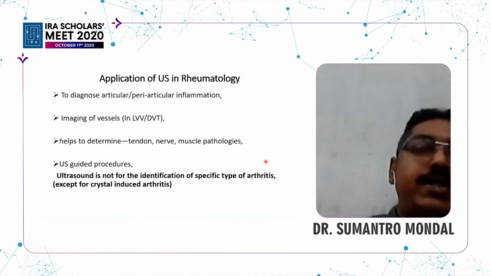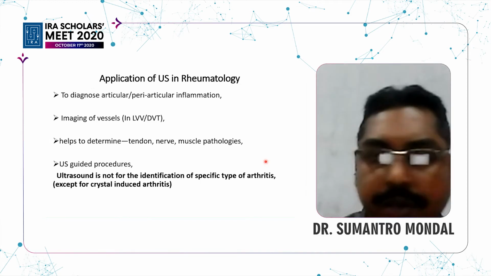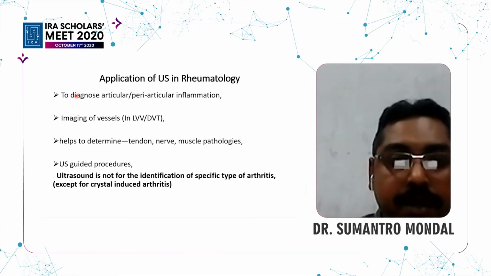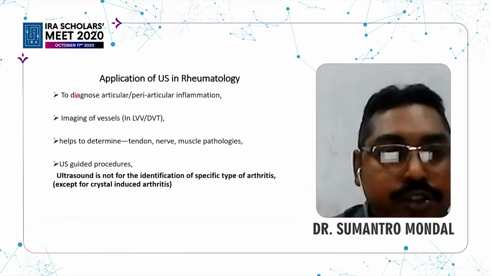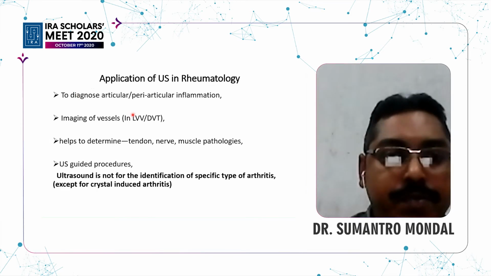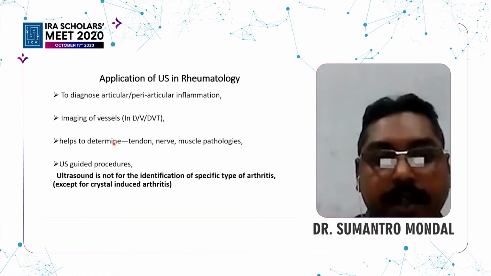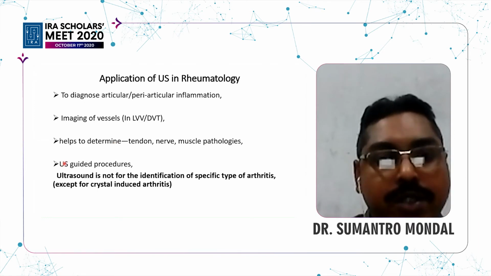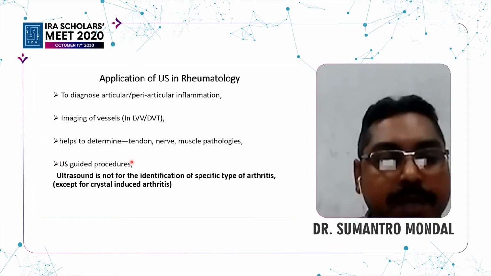So these are the basic structures which we evaluate by ultrasonography in rheumatology, and we use it mainly to diagnose various articular or periarticular inflammatory changes, but sometimes you can find some non-inflammatory pathologies also. It is used for imaging of the vessels, especially for large vessel vasculitis, and also to rule out DVT in an emergency setup, and to determine tendon, nerve or muscle pathology. Very importantly, for US-guided procedures where you can give an injection or take a biopsy very precisely from the desired site.